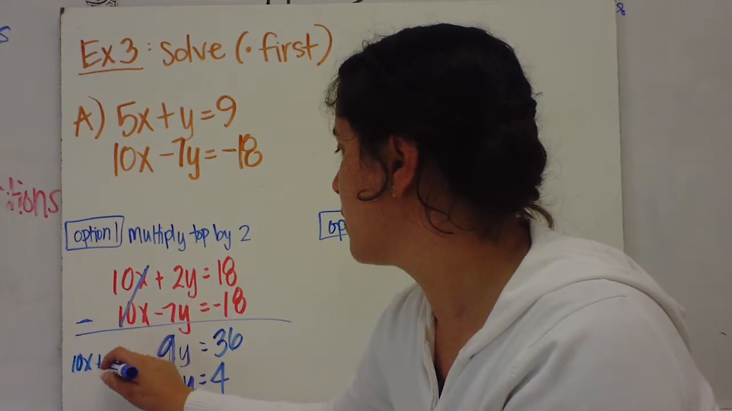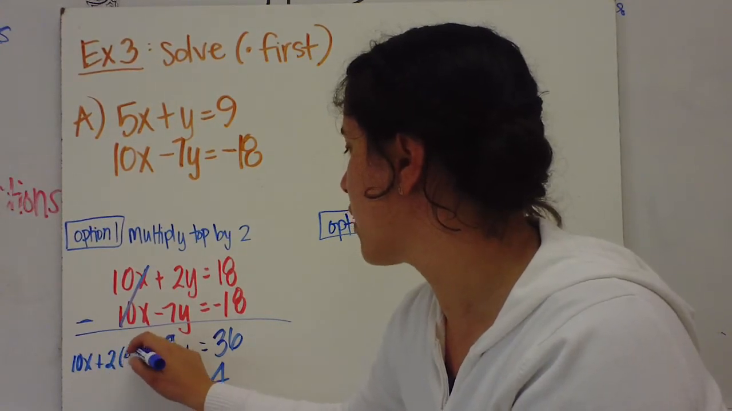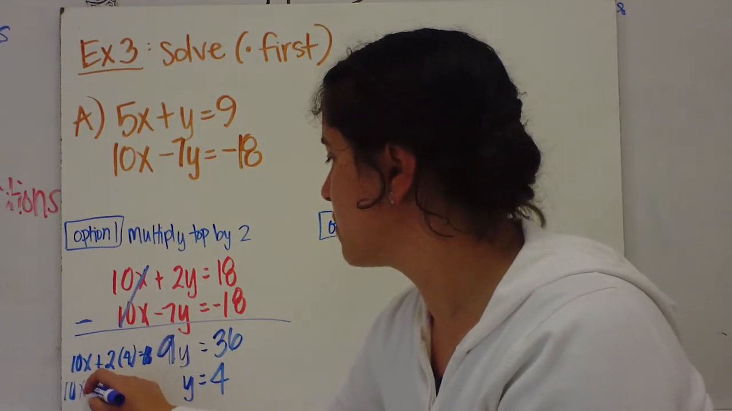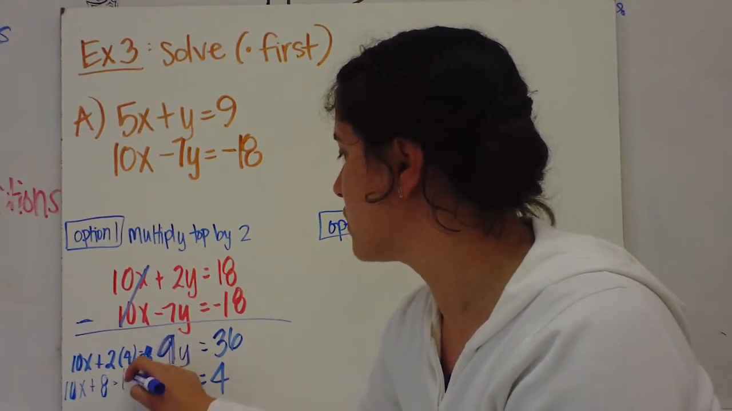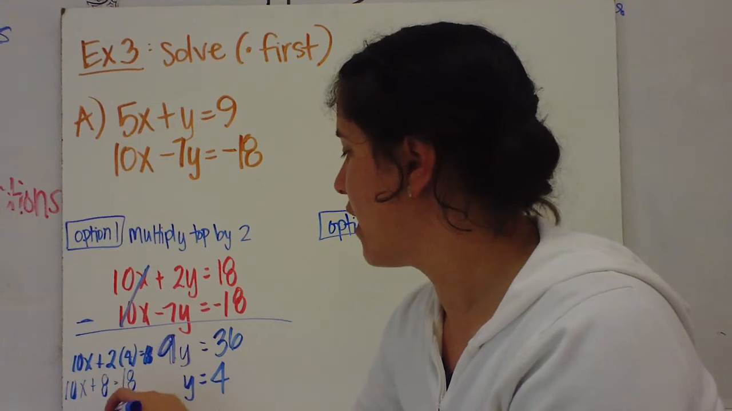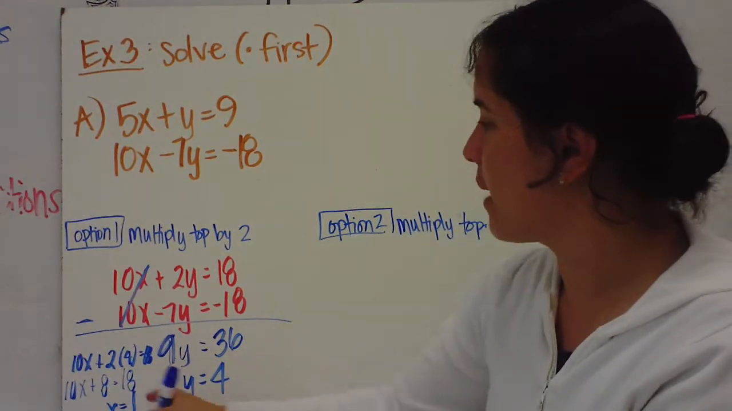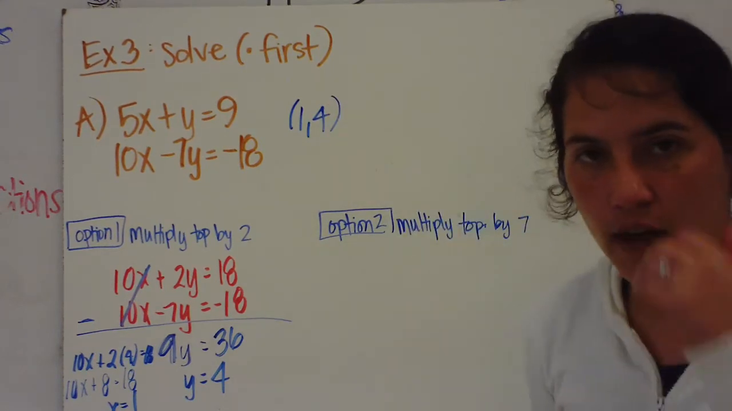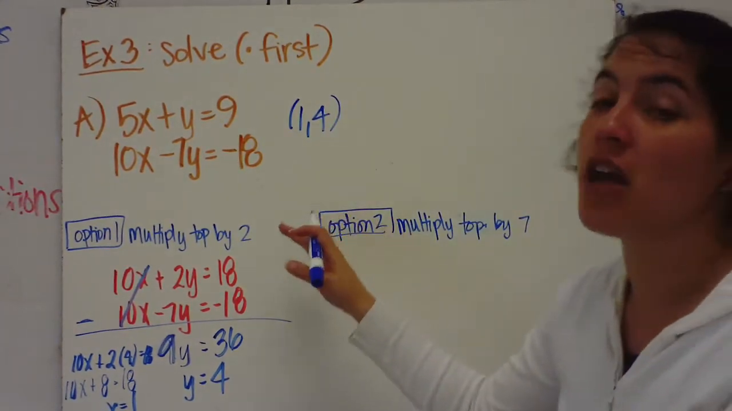10x plus 2 times 4 equals 18. And 10x plus 8 equals 18. And x equals 1. So I know my answer is 1, 4. But that's not the only way you could do it.